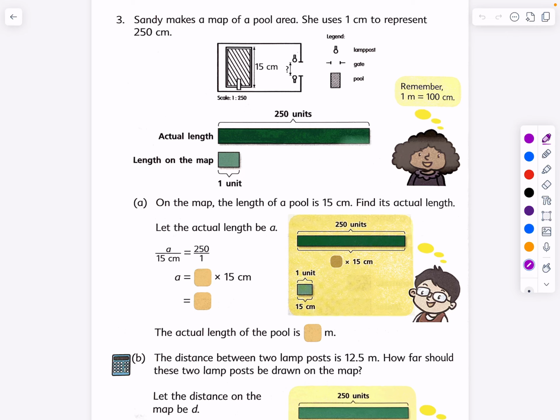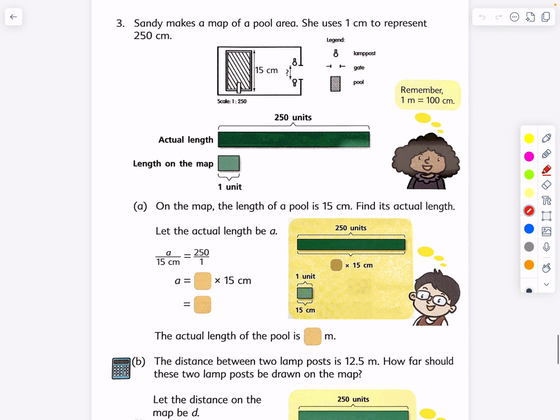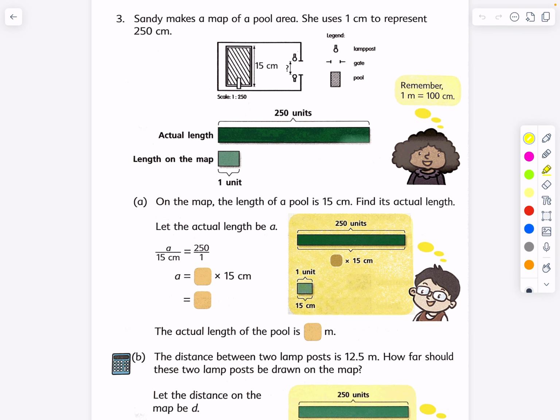Hello, we continue to look at example word problems regarding the use of proportions and scaling up or scaling down ratios. Let's take a look at problem number 3. We are on page 116. Sandy makes a map of a pool area. She uses 1 centimeter to represent 250 centimeters in the real world.